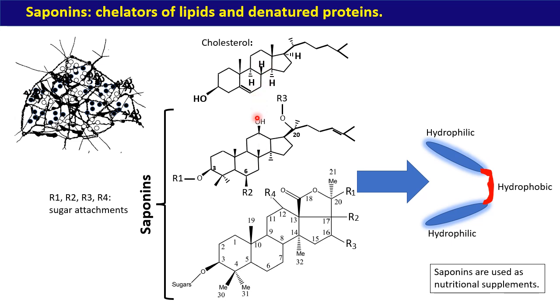These saponins can be represented schematically as shown on the right, with a central hydrophobic region flanked by hydrophilic regions. Because of the diversity of sugar attachments, the naturally occurring saponins comprise over 100 species. In the Far East, these saponins are used as nutritional supplements.